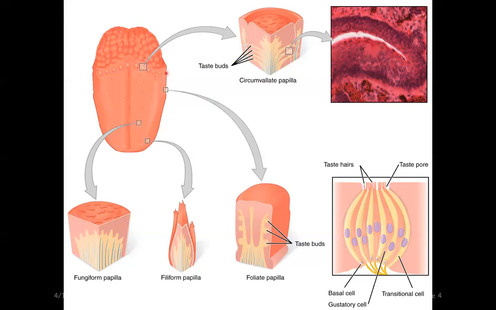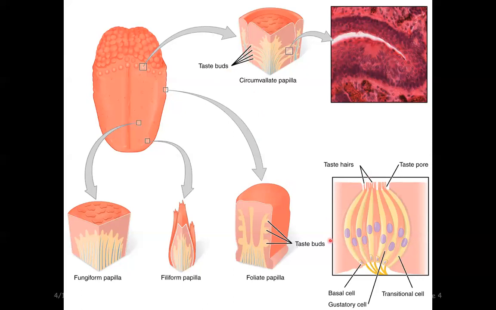And then there's some that form these folds along the lateral sides of the tongue. And they're called foliate papillae. And they also house taste buds. And they're not described in your lab manual. So these fungiform, circumvallate, and foliate papillae all house taste buds along their lateral surfaces, and that's what's shown here.